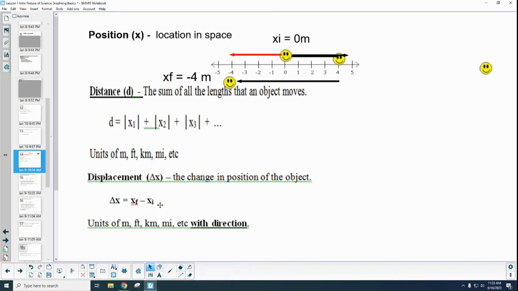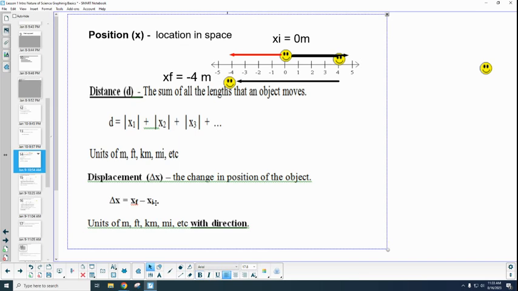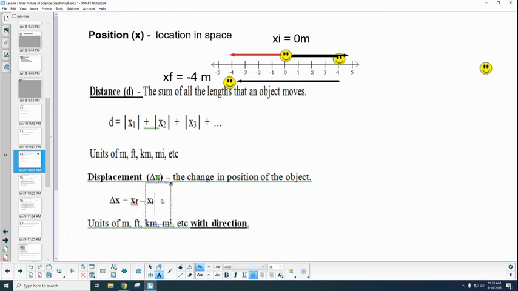So for that, if I'm working through it using our values from our example here, it would be our initial position, which was 0, minus, and our final position was -4. So 0 minus -4. I'm sorry, I said that backwards. It's final minus initial. So -4 minus 0 would get you a -4. So it's the final position minus the initial position.